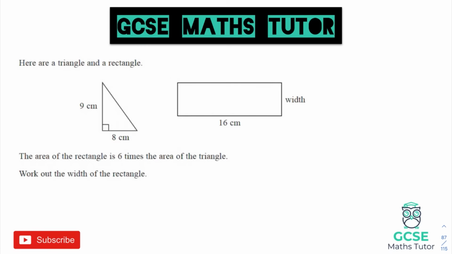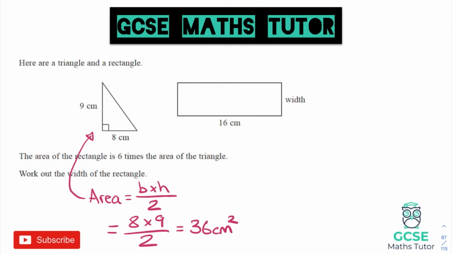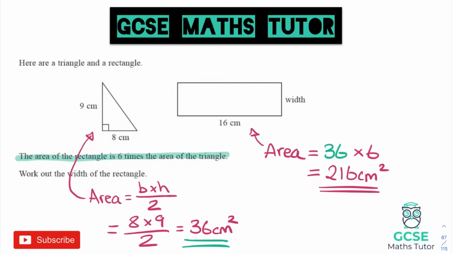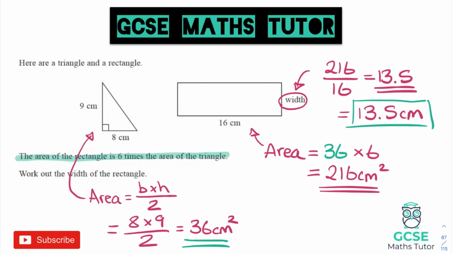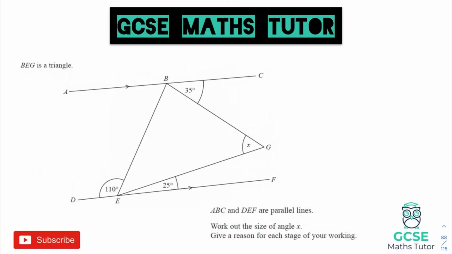When you start to look at area and perimeter, make sure you know the formulas for the area of a triangle. That's base times height divided by 2. You can then read any questions and compare them. The area of a rectangle is base times height, or length times width. This one here says the area of one was 6 times the size of the other, so we could multiply it by 6 and then divide to find it backwards.